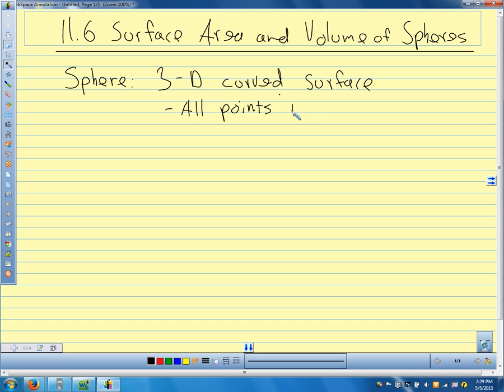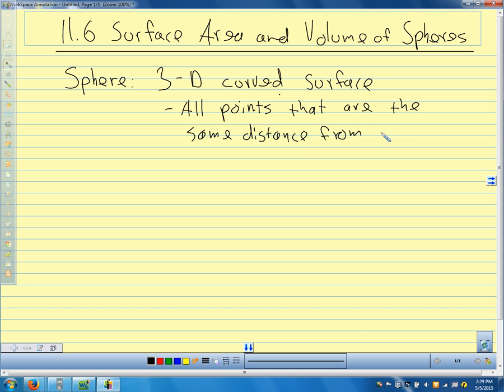All points that are the same distance from a center. And what do we call that distance? Distance from the center to the sphere is the radius. The distance is the radius.